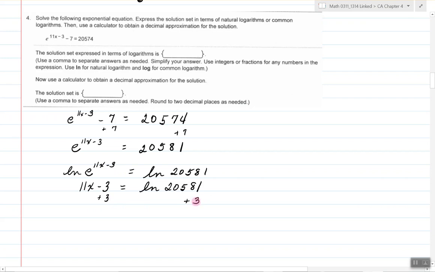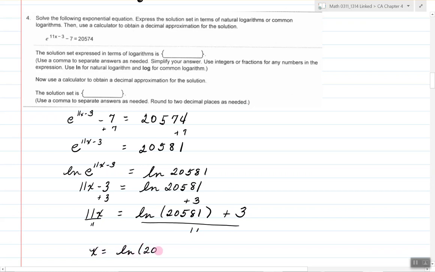Now, please understand you are not adding 3 to the argument of the logarithm, so I'm going to write it as 11x is equal to the natural log of 20,581 in parentheses. That's the argument of the logarithm plus a plain old 3. Divide by 11, divide by 11, and x is equal to the natural log of 20,581 plus 3, all of that over 11.